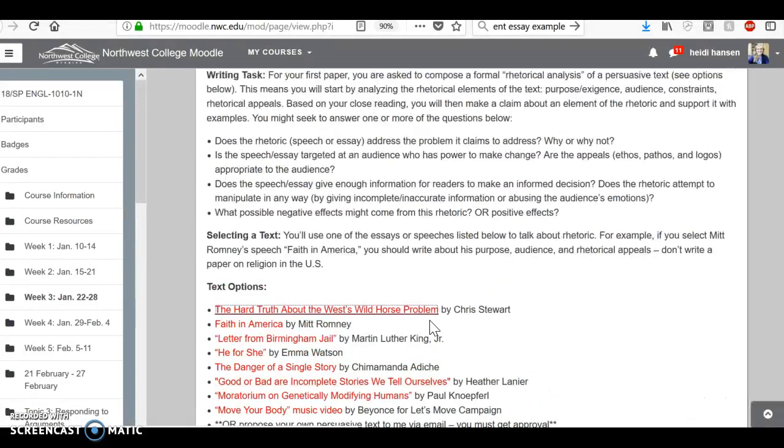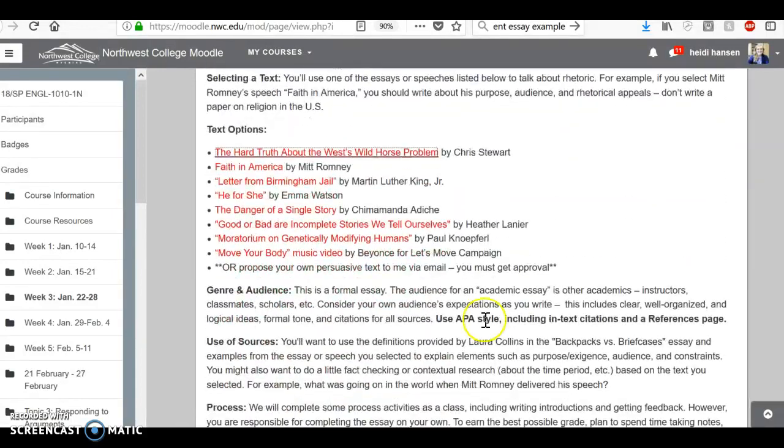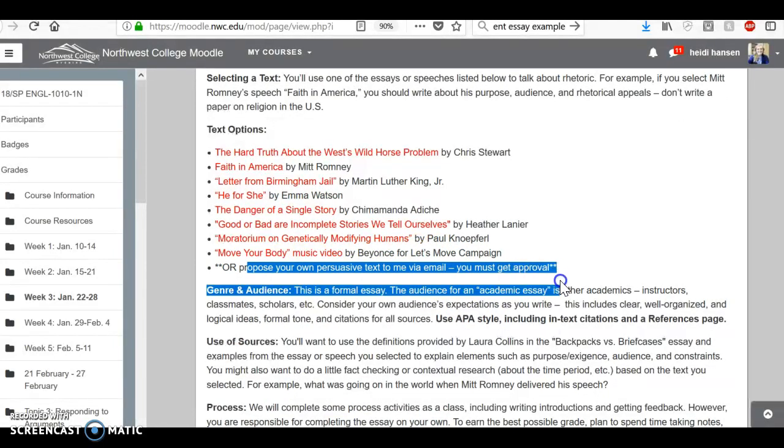However, if none of these options appeal to you, you do have the option, here it says, of proposing your own text to me via email. That means you can find a persuasive video or article on the internet, and use it for this paper, but I do want you to email and consult with me just to make sure that it's a good fit for the assignment.